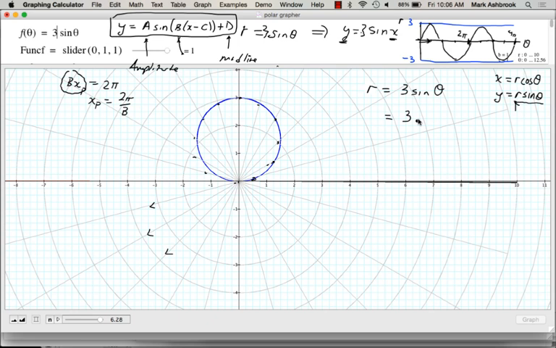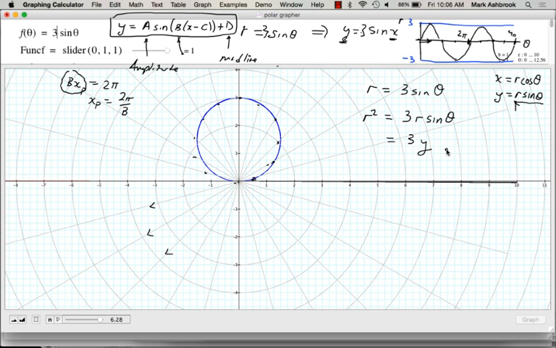We can finagle it, right? What if we had 3r sine theta? But we need to maintain the equality of our original equation. So it would be r squared, right? By multiplying both sides by r, I just got myself y on the right. It's equal to 3y. Do you see it?